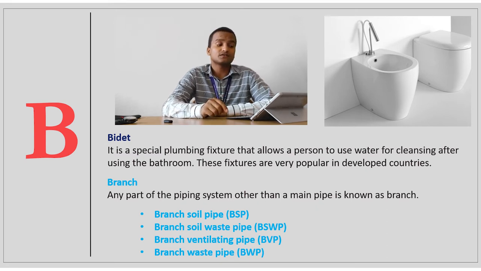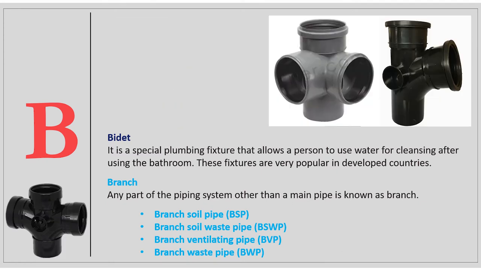Then comes branch ventilating pipe. Branch ventilating pipe is mainly used for vents to dispose the fumes and gases that are evolved during the drainage to the outside air. Then comes branch waste pipe, and this pipe is especially dedicated for transferring wastewater to the main pipe. So these are very simple definitions and we can understand. So branch pipes have to be connected with the main pipes using some special kinds of fixtures like this.